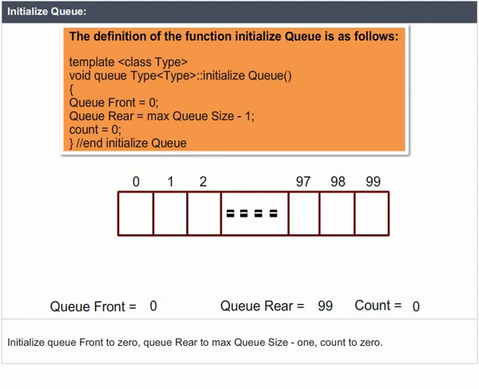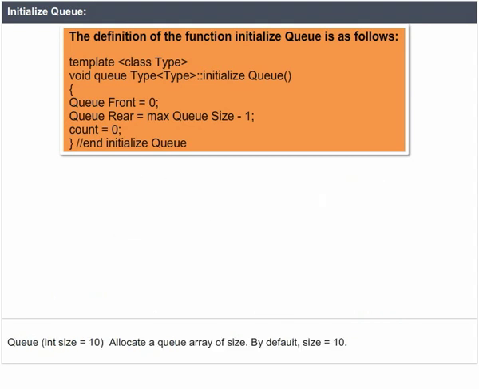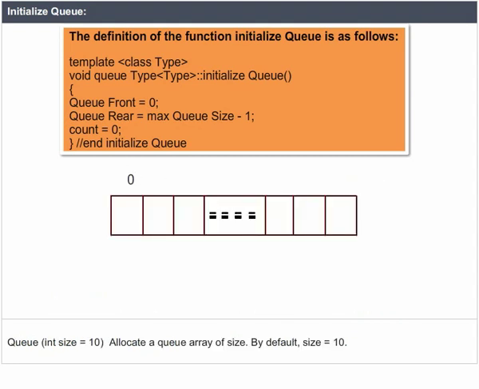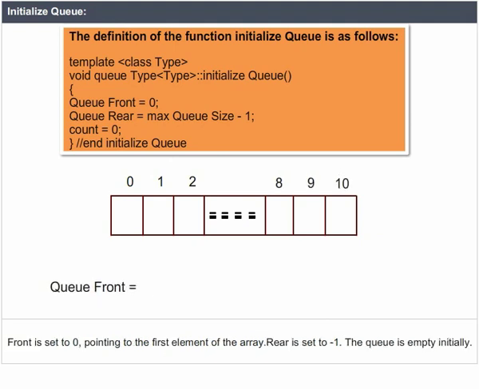Queue of int, size equals 10. Allocate a queue array of size. By default, size equals 10. Front is set to 0, pointing to the first element of the array. Rear is set to -1. The queue is empty initially.